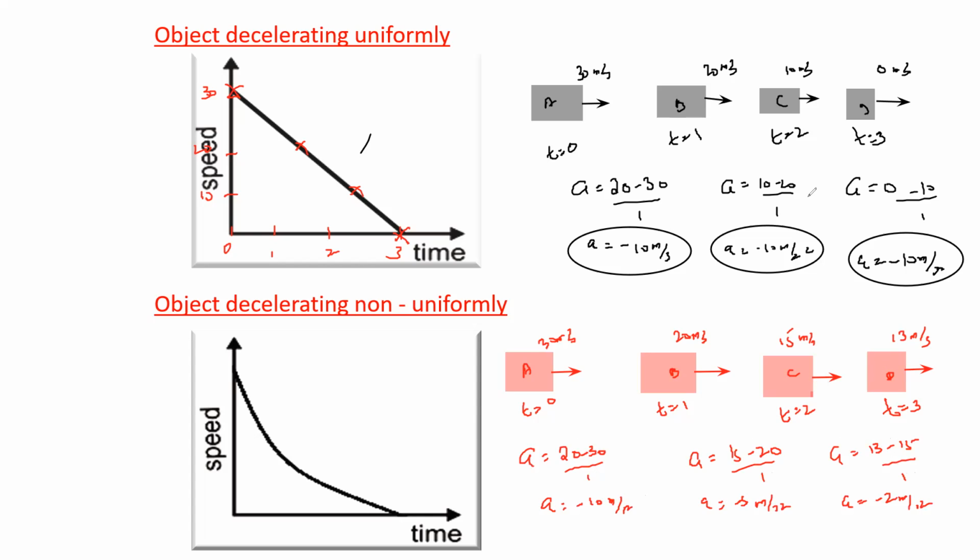So in the second example, the deceleration is not the same, the deceleration is also changing. So we call that a non-uniform deceleration. So it will be a graph like this. Is it clear to everyone?